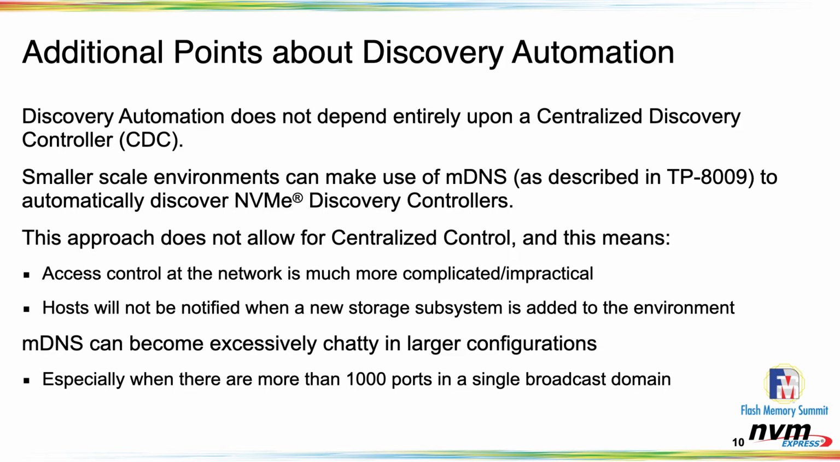So some additional points about discovery automation in general. Just keep in mind that discovery automation does not depend entirely upon centralized discovery or the CDC. Smaller scale environments can use mDNS, as we describe in TP 8009, which is a technical proposal that we worked on with NVM Express, to automatically discover NVMe discovery controllers. But the problem with mDNS is that it does not allow for centralized control. And of course, this means access control of the network is much more complicated.